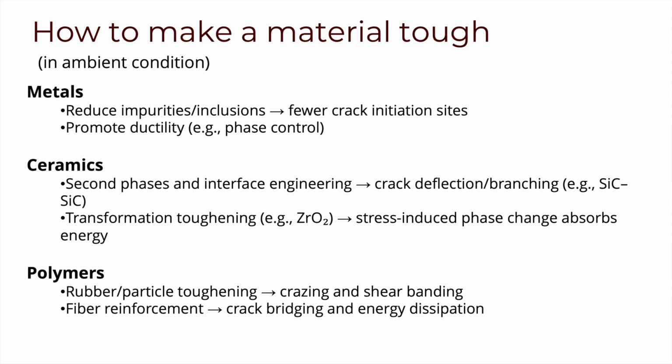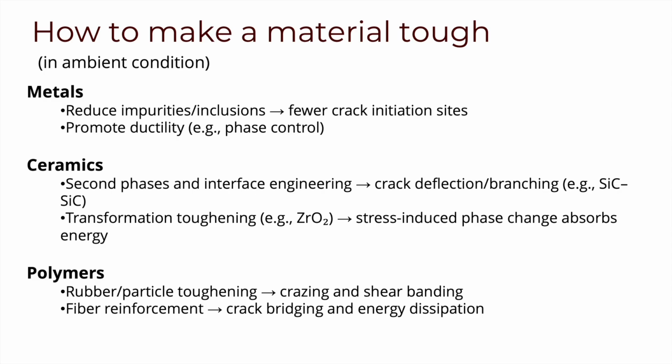How to improve fracture toughness from a microstructural standpoint. For metals, taking steels as an example, reducing impurities such as sulfur and phosphorus is critical since they form inclusions and segregation sites that can initiate cracks. In addition, deformation mechanisms such as TRIP can significantly enhance toughness by providing sustained strain hardening and additional energy dissipation during deformation.